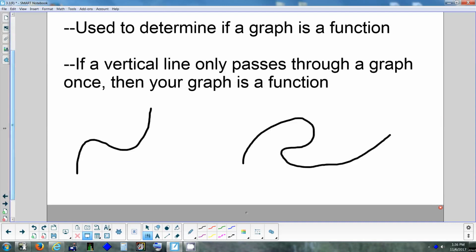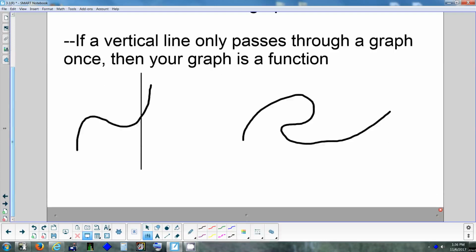Okay? Let's look at this one. The one on the left. If I put a vertical line in that picture anywhere, dragging it through all the different places, does it ever hit more than once? No. No matter where I put it, it only hits once. The graph on the left, this is a function.